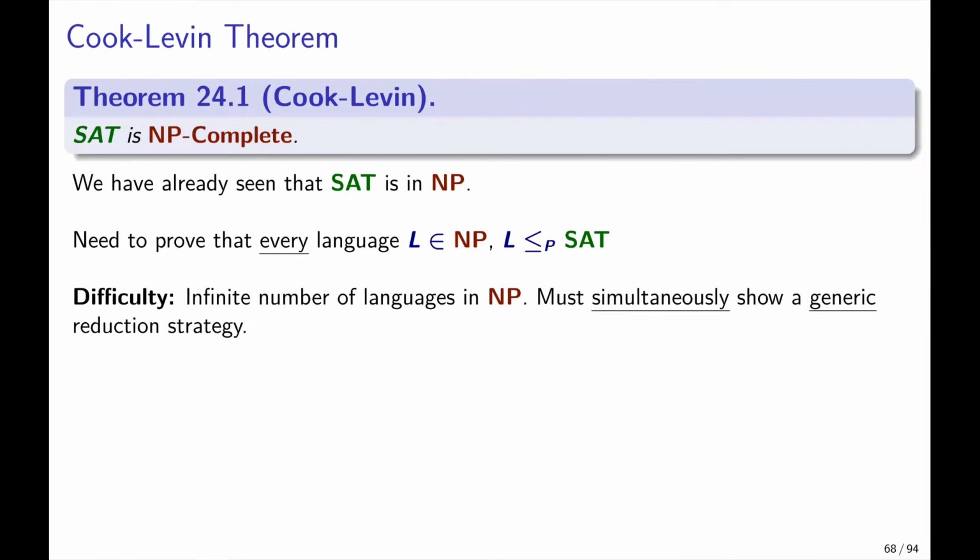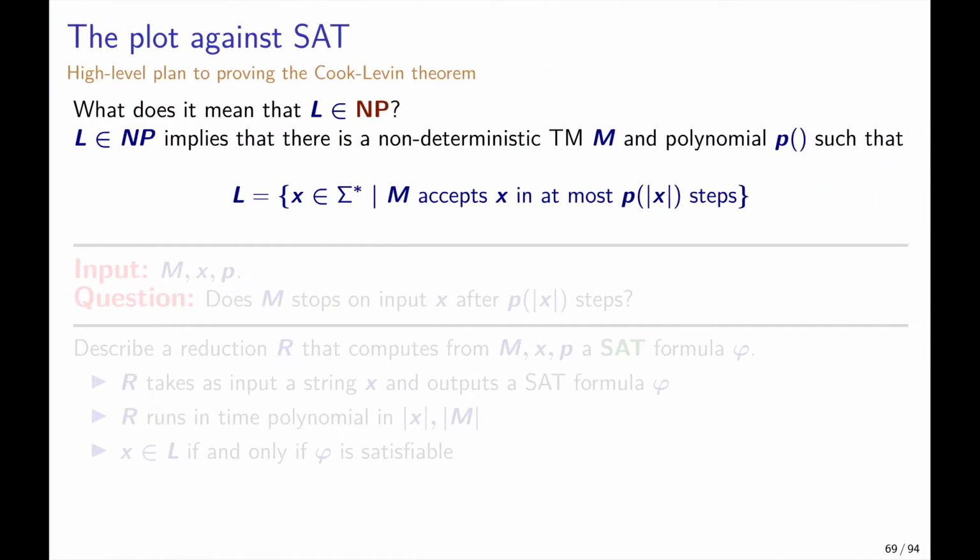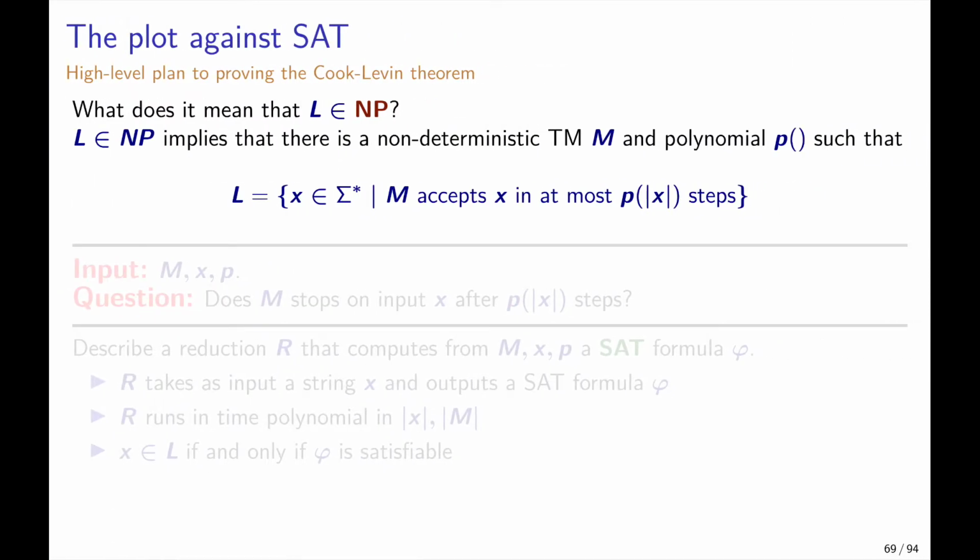So we need to prove that for every problem in NP, there is a polynomial time reduction, and it's completely a priori not clear how to do it. So this theorem is pretty magical, and the proof is not easy. So let's talk a little bit about what the plan of attack is.